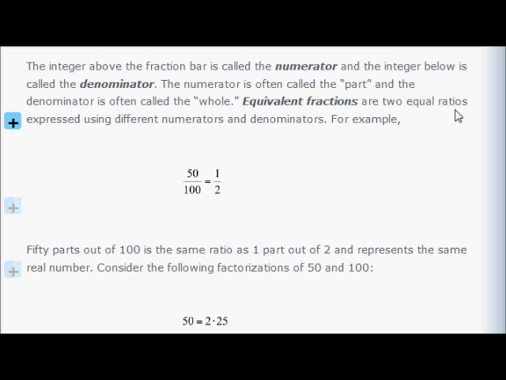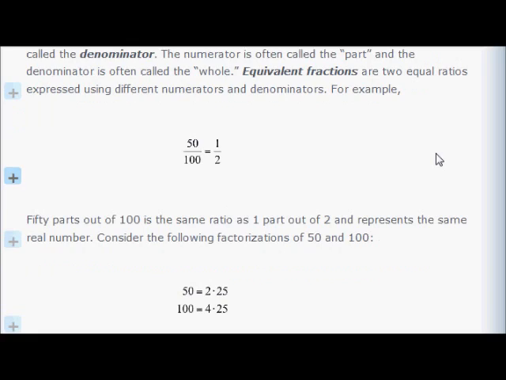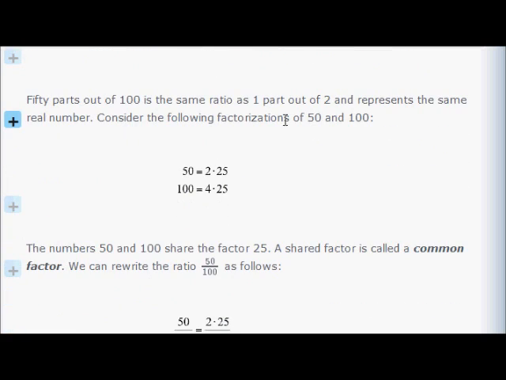Equivalent fractions are two equal ratios expressed using different numerators and denominators. So what does equivalent fraction mean? Well, if you have a pizza with 100 pieces, that's kind of a huge pizza, but anyway, let's say it's got 100 pieces in it, and you eat 50 of those pieces. You've eaten half of the pizza, right? So the fraction 50 over 100 is the same as 1/2. These are equivalent fractions. 50 parts out of 100 is the same ratio as 1 part out of 2, and represents the same real number.